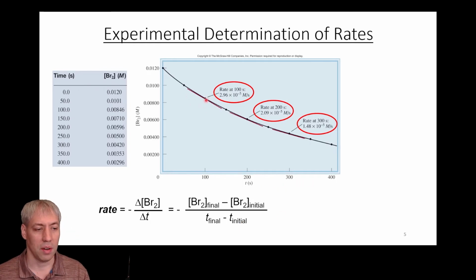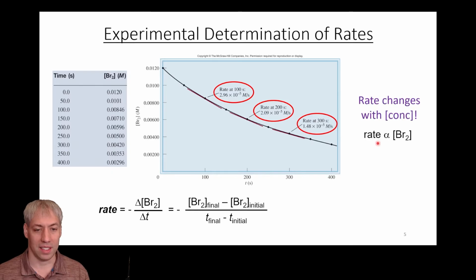And so we can do it here, we can do an instantaneous calculation here, and we get 2.96 times 10 to the minus 5 molarity per second. Here at this 200 second mark, it's 2.09. Here at the 300 second mark, it's 1.48. And so what you'll note here, and again, we talked about this previously, the rate changes with concentration, at least with this particular reaction. And so the rate progressively gets slower as the concentration of Br2 goes away.